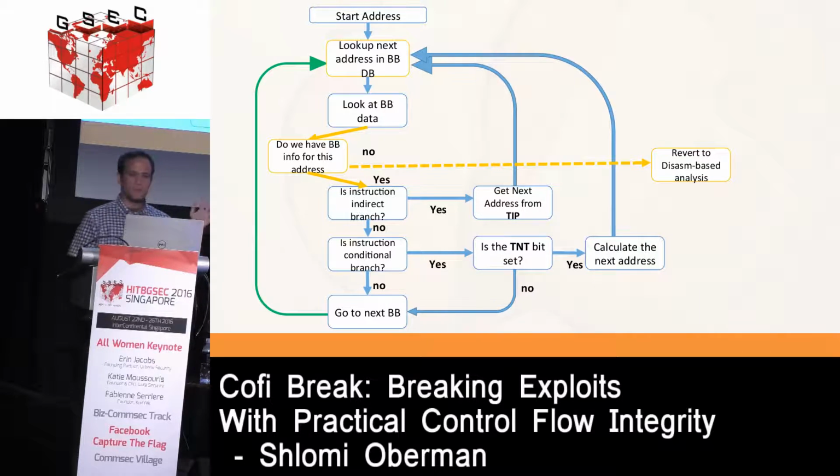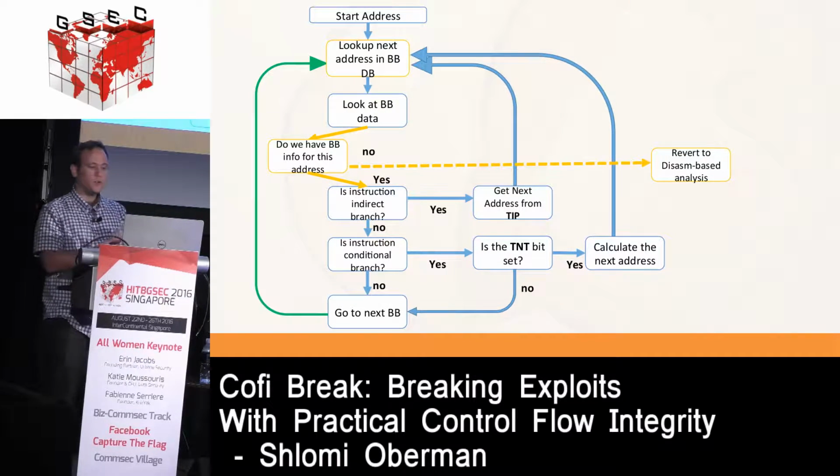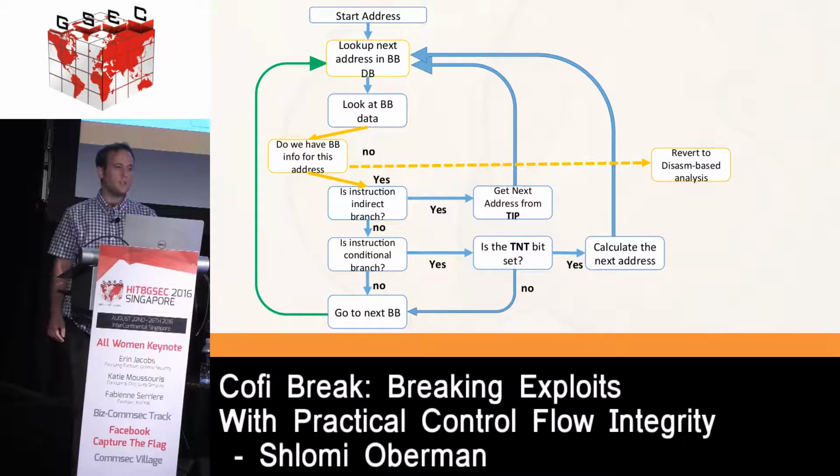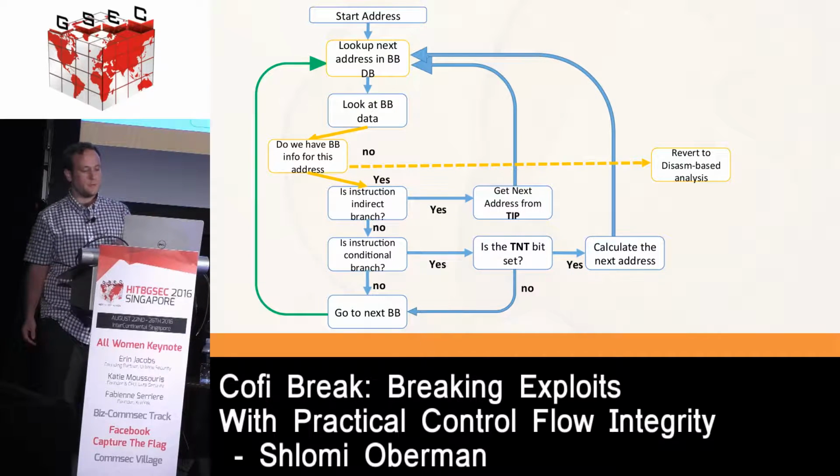So this is what the analysis now looks like. Everything you see in orange has been added since the last analysis. We take the start address. We look for our next address in our basic block database, or in our basic block graph. We analyze it, and if we have basic block information for this address, we continue as before. Is the last instruction of this basic block an indirect branch, right? We're only dealing with the last instruction of every basic block. If we don't have this basic block in our graph, we move back to disassembly-based analysis, which is the slower analysis. But we'll only do this very rarely.